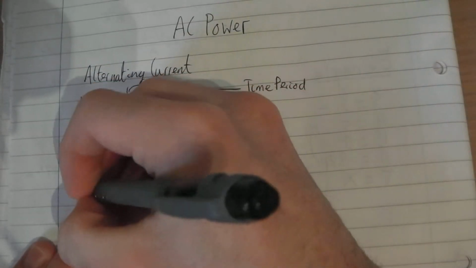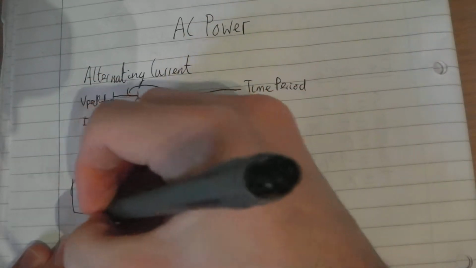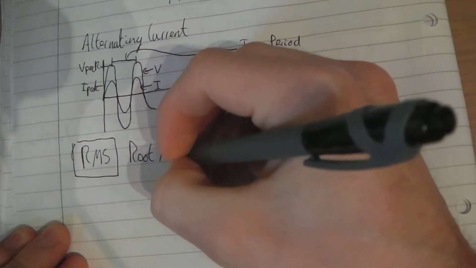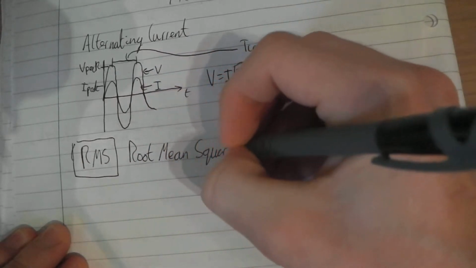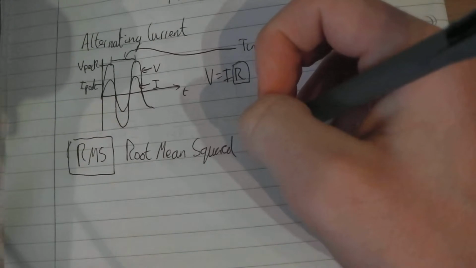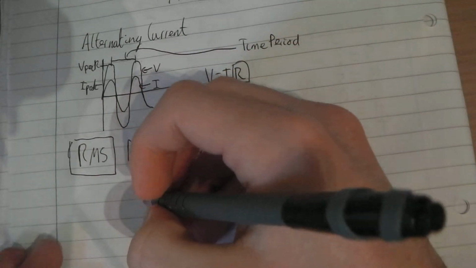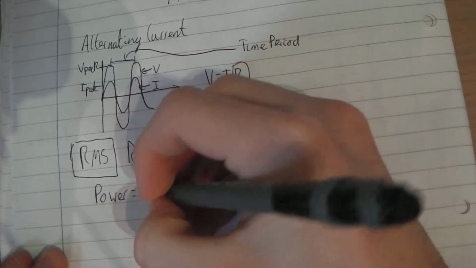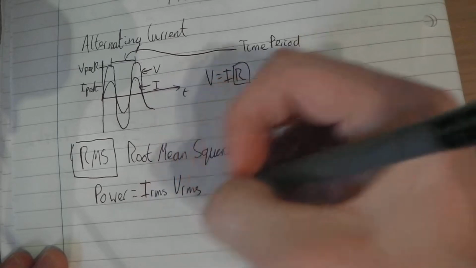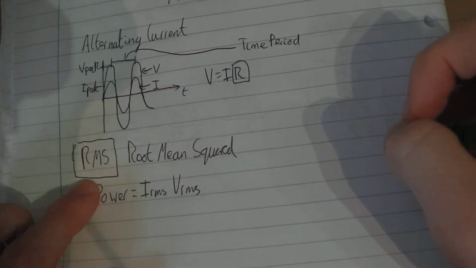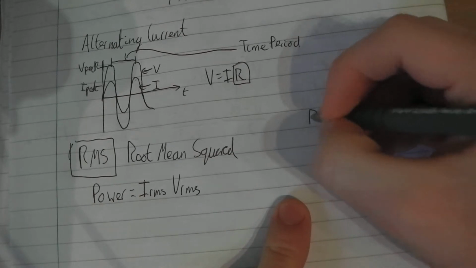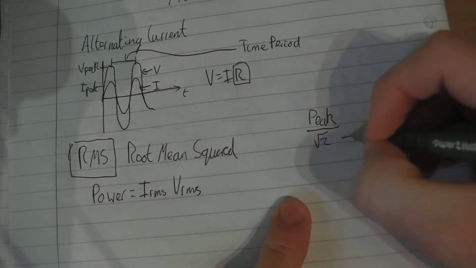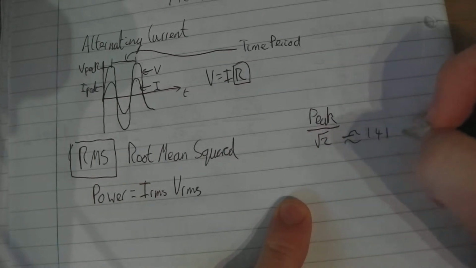So something else is used called RMS. RMS stands for root mean squared, and this is used to find power in an AC power supply, where power is exactly the same as it was before: I_RMS times by V_RMS. Now, to get the RMS value from the peak value, you simply take the peak and divide it by root 2, and root 2 is roughly 1.41.